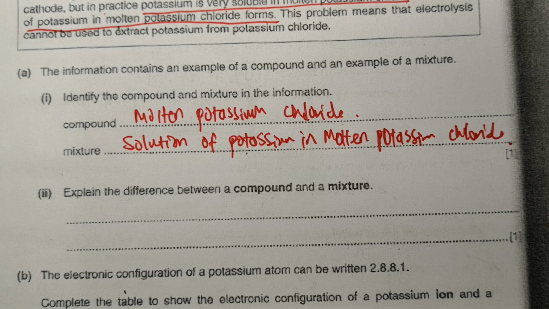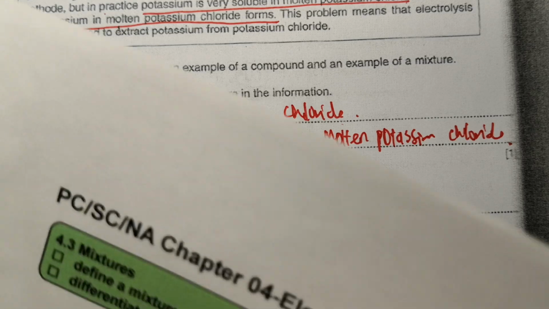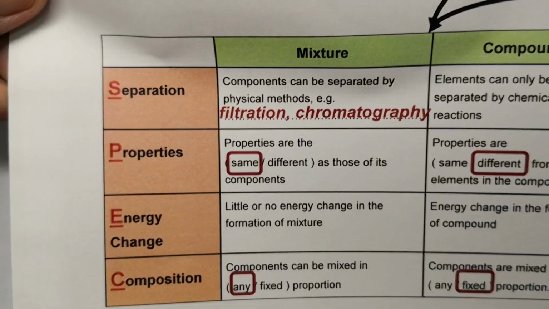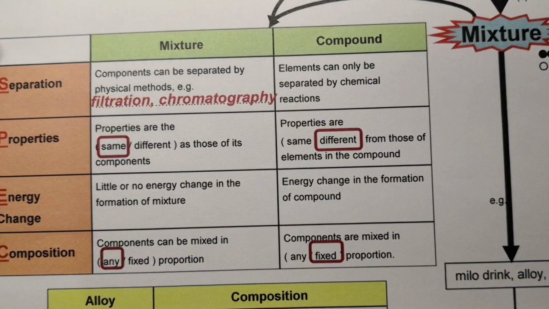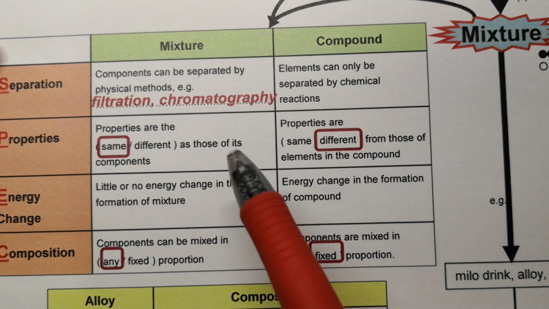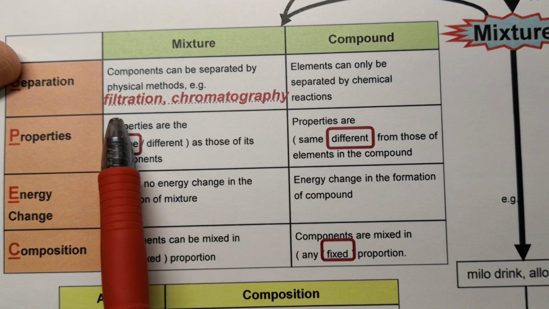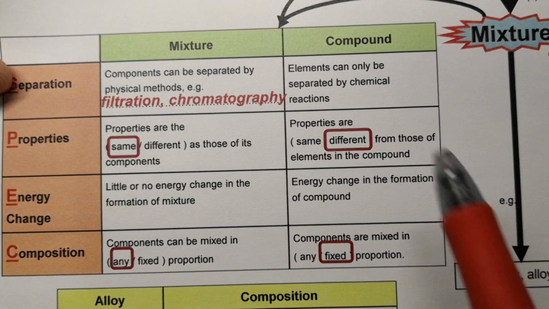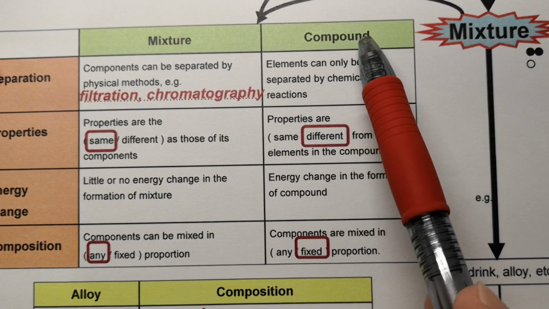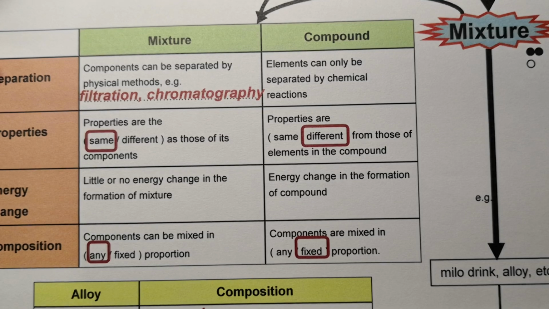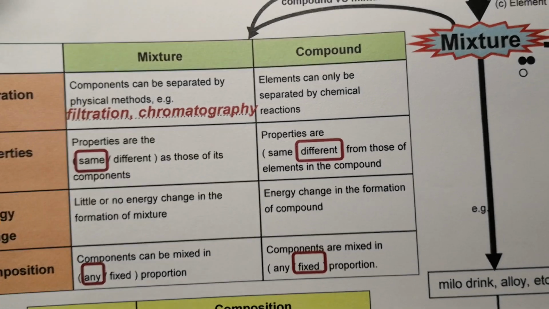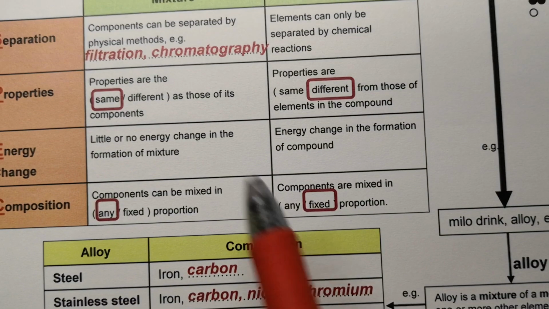So just to recall, these differences can be summarized in SPEC. Either one of these would be able to answer the question. So you can say the components in the mixture can be separated by physical methods, whereas for the compound, the elements can only be separated by chemical reaction. Okay, so any one of these.